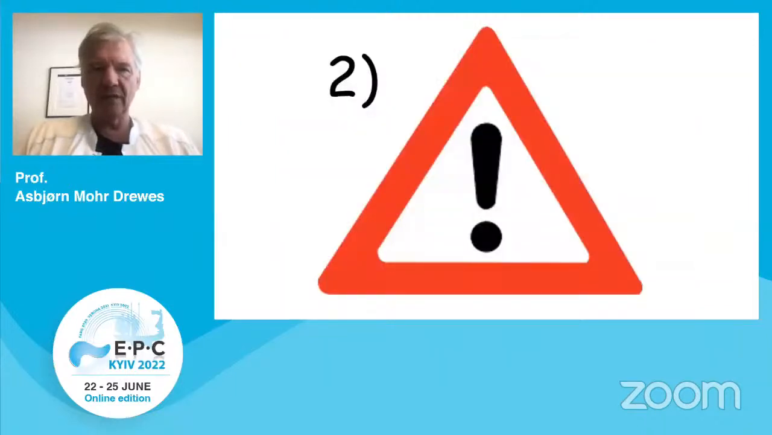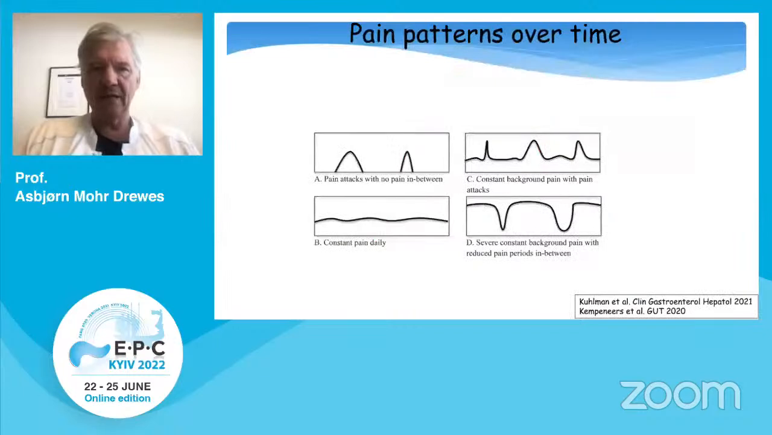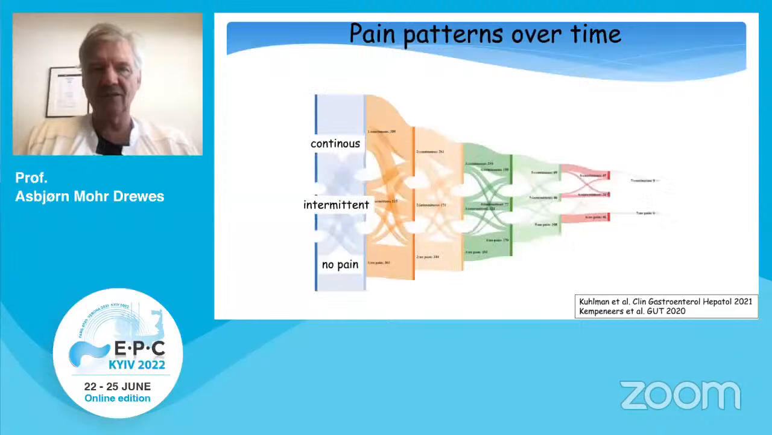My second warning is that you should be aware that pain is different between patients. Some have continuous pain, some have intermittent pain, or both of them together, and they have to be treated differently when it comes to analgesics. The problem is just that the pain is not the same over time. And this is from the Dutch pancreatic group, showing that, for example, continuous pain in this Sankey diagram can move down to be intermittent pain in year 2 or vice versa. So you have to evaluate your patients regularly.